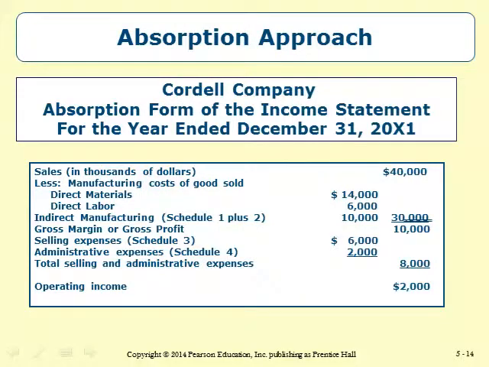If we look at the absorption approach for Cordell Company, we can see their income statement using absorption costing, the method used by most companies for external reporting. Firms take this approach, considering all direct and indirect manufacturing costs, variable and fixed, to be product or inventoriable costs that become an expense in the form of manufacturing cost of goods sold only when the firm sells the product.